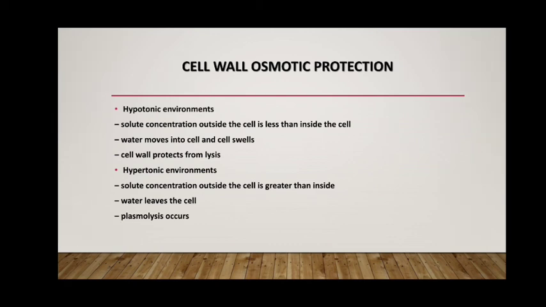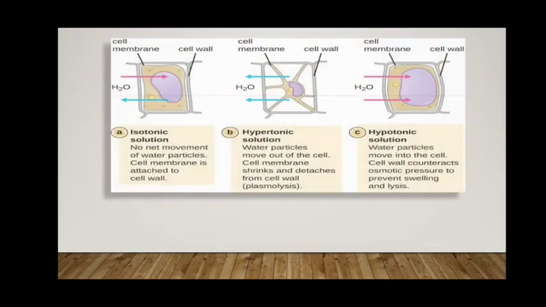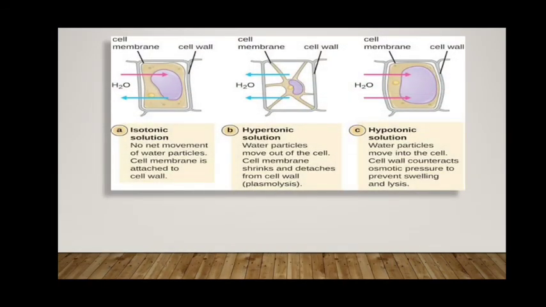Here is the diagram of the three kinds of solution, that is the isotonic solution, hypertonic solution, and hypotonic solution. So from here we can see in an isotonic solution there is no net movement of water particles. In hypertonic, water particles move out of the cell, whereas in hypotonic, water particles move into the cell.